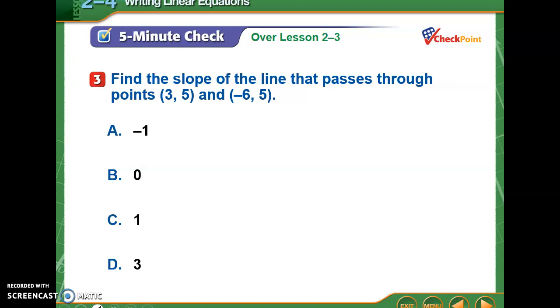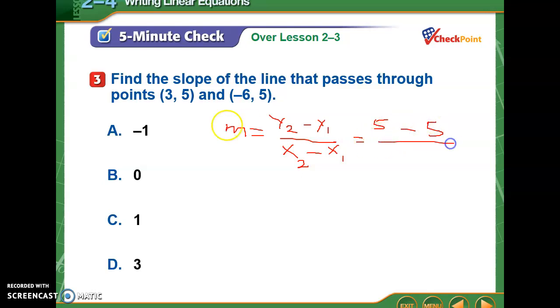Okay, next problem. How about this one? Try this one, guys. Okay, work it out, follow the formula, and plug in the values. Okay, what do you have there? So plug in 5 minus 5. So this will be our x1, y1. This will be our x2 and y sub 2. Okay, so 5 minus 5 gives you 0. Negative 6 minus 3. So that will give you 0 over negative 9. Okay, so 0 divided by a number equals 0. Right, very good.